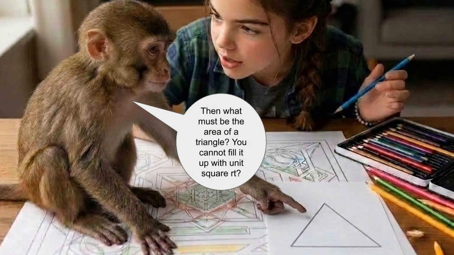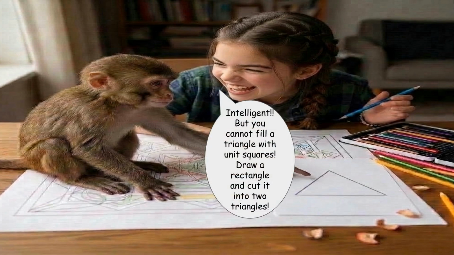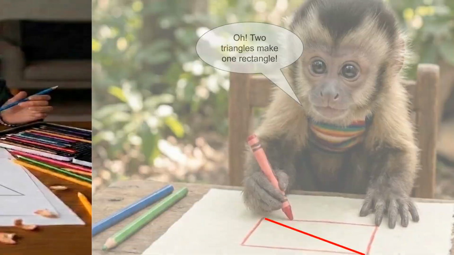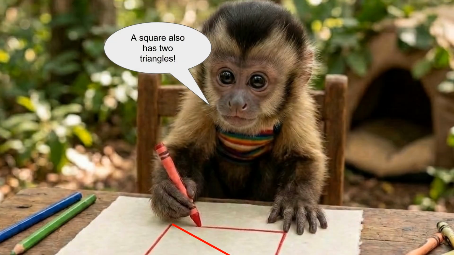Then what must be the area of a triangle? You cannot fill it up with unit squares, right? That's an intelligent observation. You cannot fill a triangle with unit squares. Instead, draw a rectangle and cut it into two triangles to see the relationship. Oh, two triangles make one rectangle. I see now. A square also has two triangles when cut diagonally.